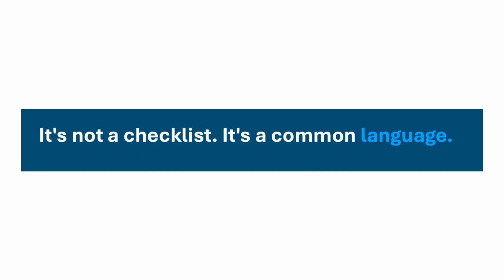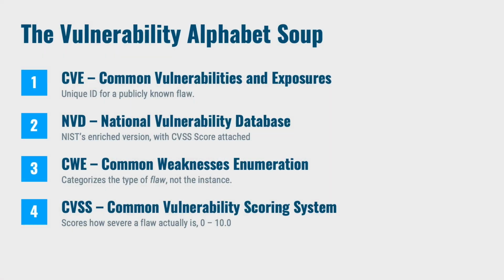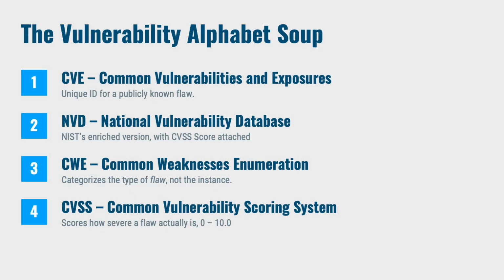With tens of thousands of vulnerabilities found every year, you need a shared language. That's what these 3 databases give you. CVE gives every publicly known vulnerability a unique ID, the year, then a sequential number. Say CVE-2021-44228 to any security professional on the planet, and they know you mean Log4Shell. No translation needed. The NVD, run by NIST, takes that CVE data and adds the analysis, severity scoring, references to patches. It's your go-to research source.